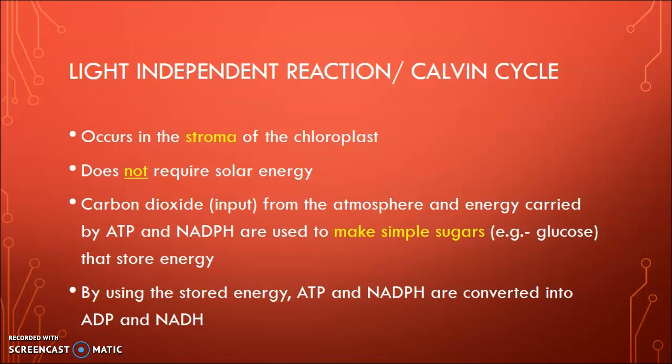What's going to happen is that carbon dioxide from the atmosphere, that's an input because it's coming into the plant, is going to be absorbed, and those energy-carrying molecules, ATP and NADPH, are going to be used to convert that carbon dioxide into simple sugars. Now, in your mind, you're thinking, oh, we breathe out carbon dioxide as humans, and we breathe in oxygen. So aren't those two connected?